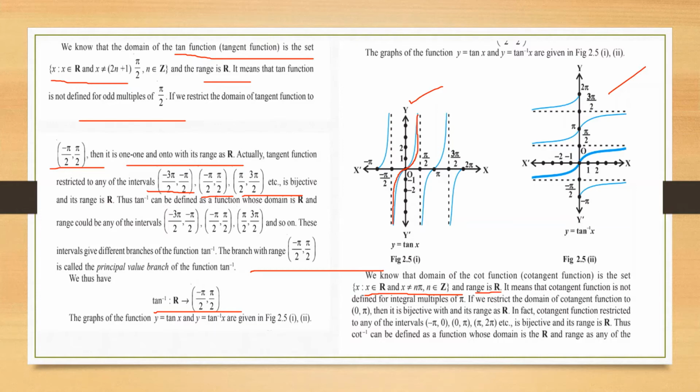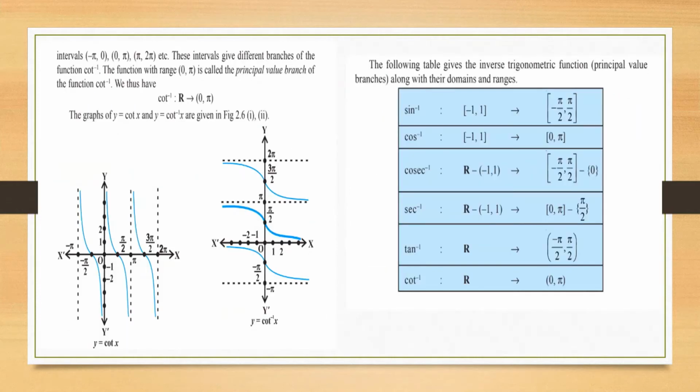So if we restrict the domain of the cotangent function to the open interval 0 to pi, then it becomes bijective and the range is also R, right? And it is again having bijective behavior in these intervals: minus pi to 0, 0 to pi, pi to 2 pi, and the range is the same as R. But you know that I have to take only one value branch. So my principal value branch is the open interval 0 to pi. So cot inverse is defined as a function mapping from R to the open interval 0 to pi. So this is my graph of cot x and this is cot inverse x. So you can see how the graphs are flipped.